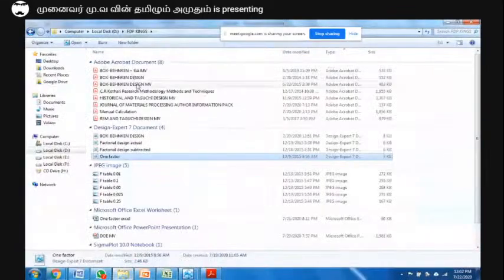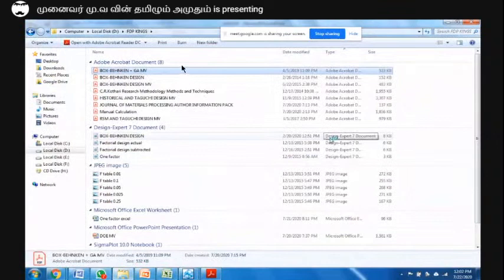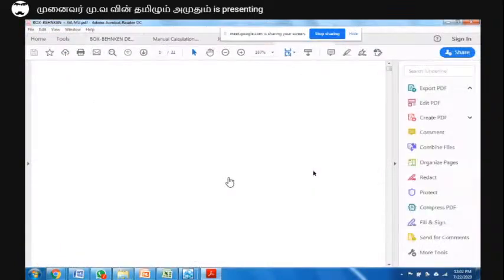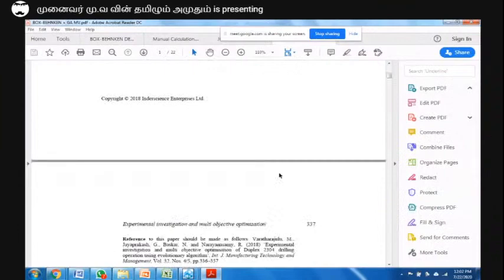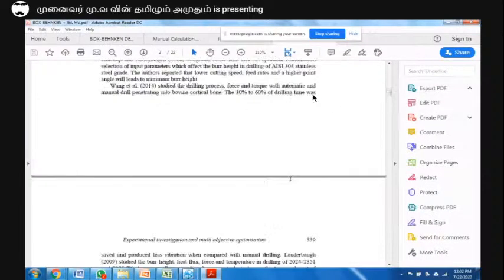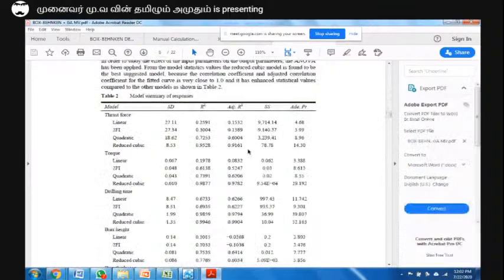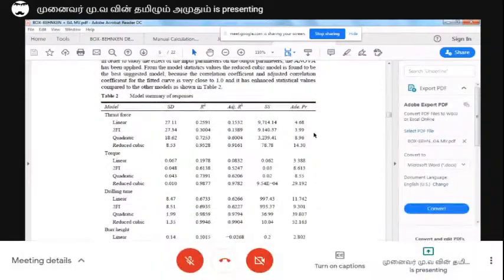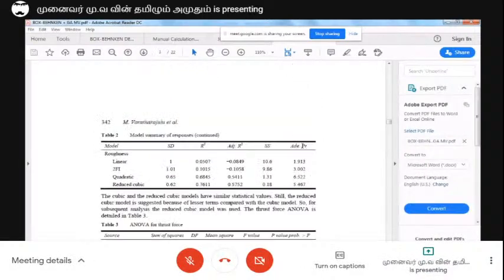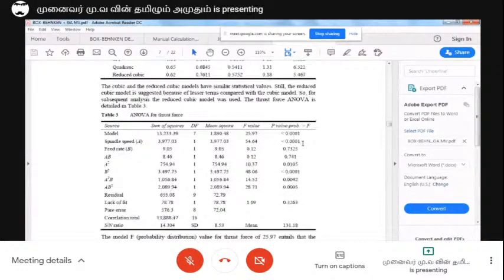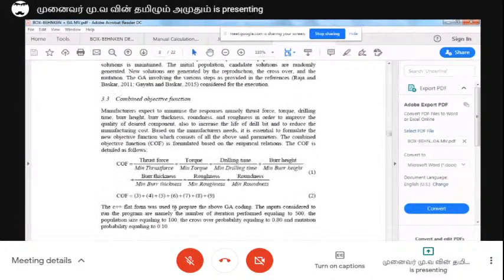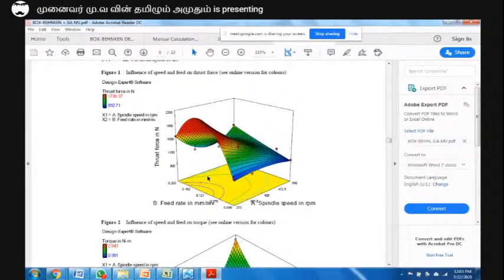In one particular paper, which I have also circulated, I have carried out Box-Behnken design and genetic algorithm. Here are the various terminologies: standard deviation, R square, adjusted R square, sum of squares, and adequate precision. And ANOVA for one particular response, and the mathematical model, and the three-dimensional graph. With this three-dimensional graph, we can draw our inferences.